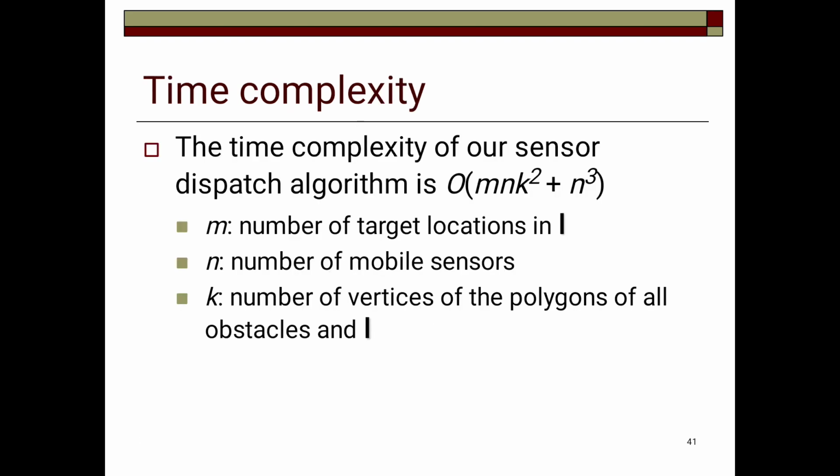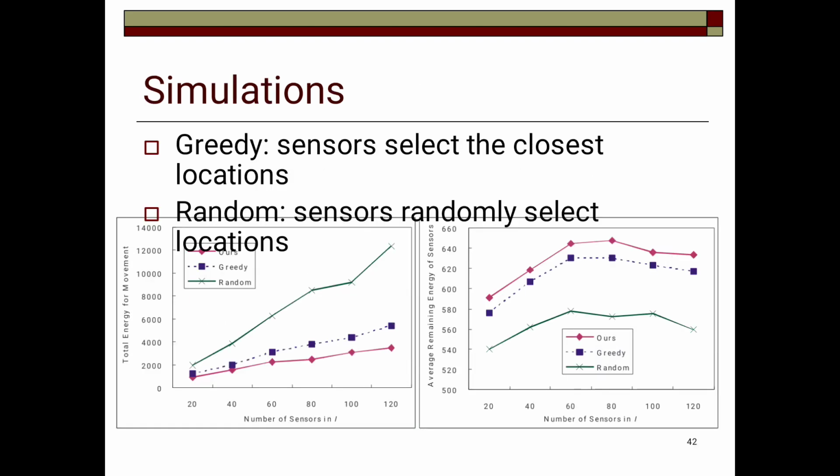Time complexity. The time complexity of a sensor dispatch algorithm is O(mnk squared plus n cubed). m is the number of target locations in I, n is the number of mobile sensors, k is the number of vertices of the polygons of all obstacles and I.